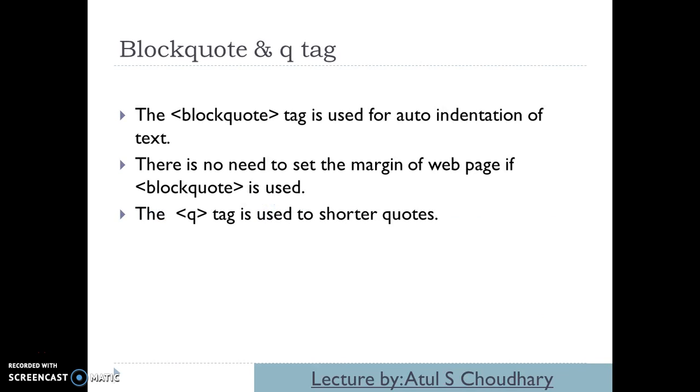A block quote tag is used for auto indentation of the text. There is no need to set the margin of the web page if block quote is used. And the Q tag is used to write shorter quotes. Very frequently we see certain statements displayed within double quotes on the web page, like some phrases or quotations. For providing those, we can use a Q tag.